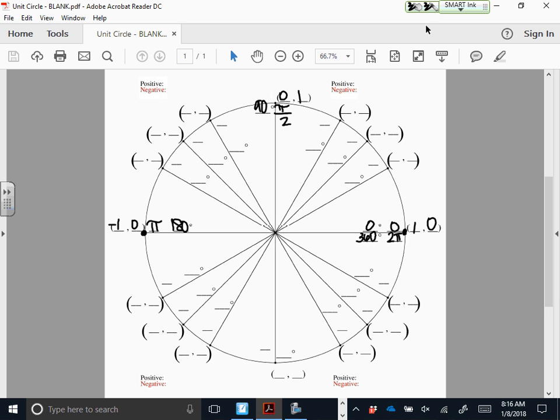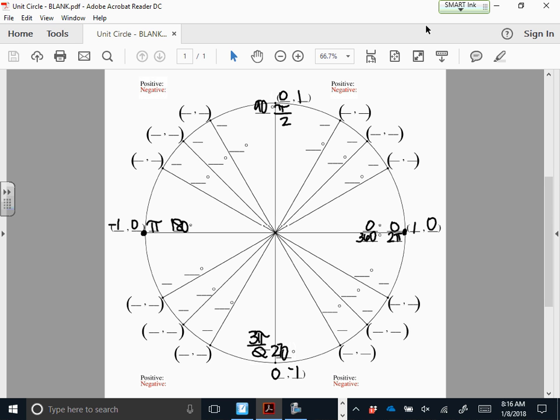Okay. And last but not least, how many degrees is down here? 270, which is the same as 3 pi over 2. And that coordinate would be what? 0, -1. These are the 4 easiest coordinates to remember. Okay? Left, right, up, down. You know how the coordinate plane works, okay?